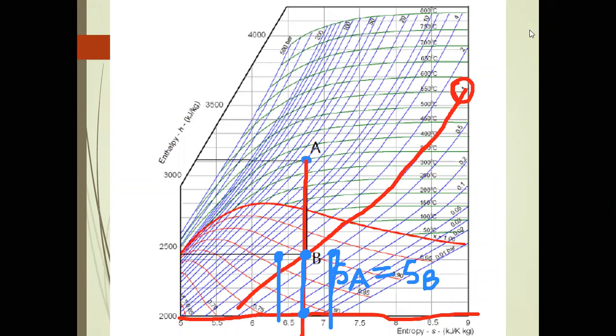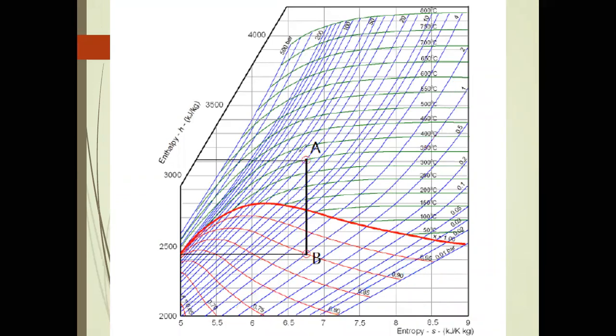Again, let me clear everything. You see that this is the A point. So what is the A point entropy? If I want to find out the A point entropy, I need to draw the perpendicular line. So this is the A point entropy. I was told that the A entropy and the B entropy are same. So the B point should be on this perpendicular line.